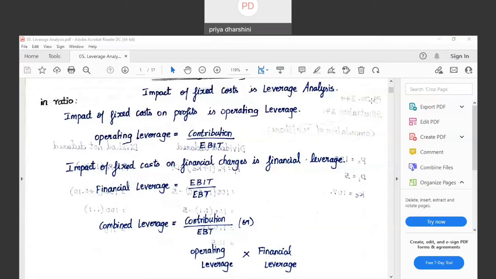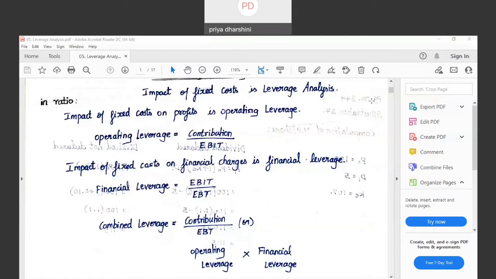Let me explain the concept first. What is leverage analysis? Leverage analysis helps to analyze the impact of fixed cost on profits made by the organization. So what do you mean by impact of fixed cost on profits made by the organization? See, whatever is the profits made by the organization, fixed cost is going to remain constant. Correct? Fixed cost, what is the nature of fixed cost?